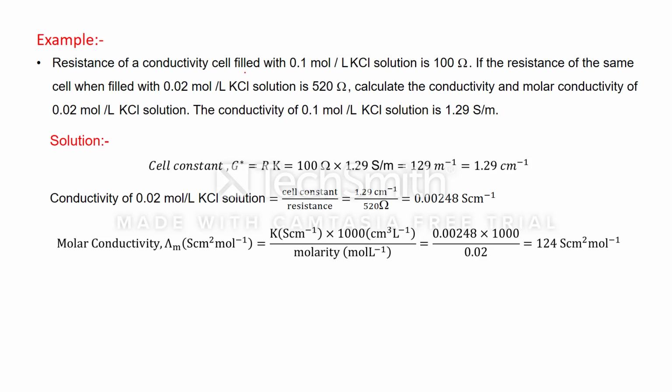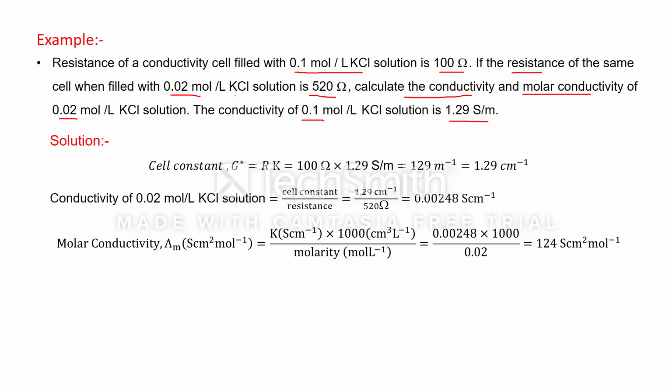Resistance of a conductivity cell filled with 0.1 mole per liter KCl solution is 100 ohm. If the resistance of the same cell when filled with 0.02 mole per liter KCl solution is 520 ohm, calculate the conductivity and molar conductivity of 0.02 mole per liter KCl solution. The conductivity of 0.1 mole per liter KCl solution is 1.29 Siemens per meter.